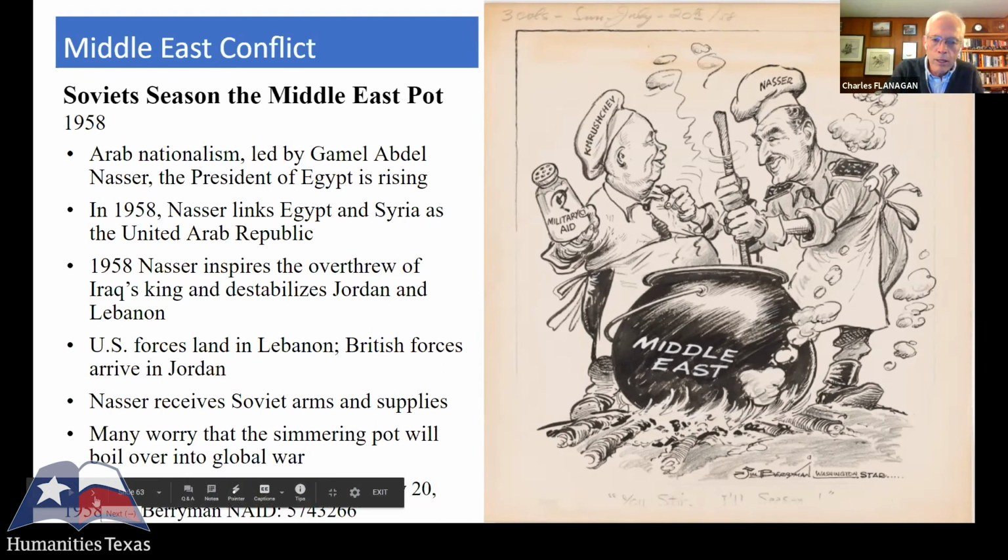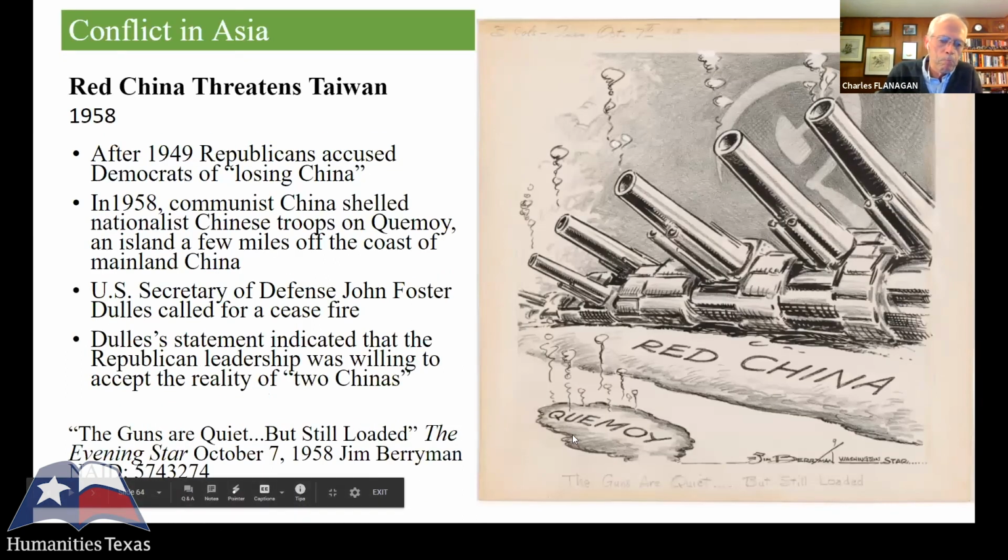Now, from here on, all of the conflict in the Middle East is going to be a proxy for the Cold War, with the Russians very actively supporting the Arabs and the Americans very actively supporting the Israelis. But again, that's going on. But at the same time, it's 1958.